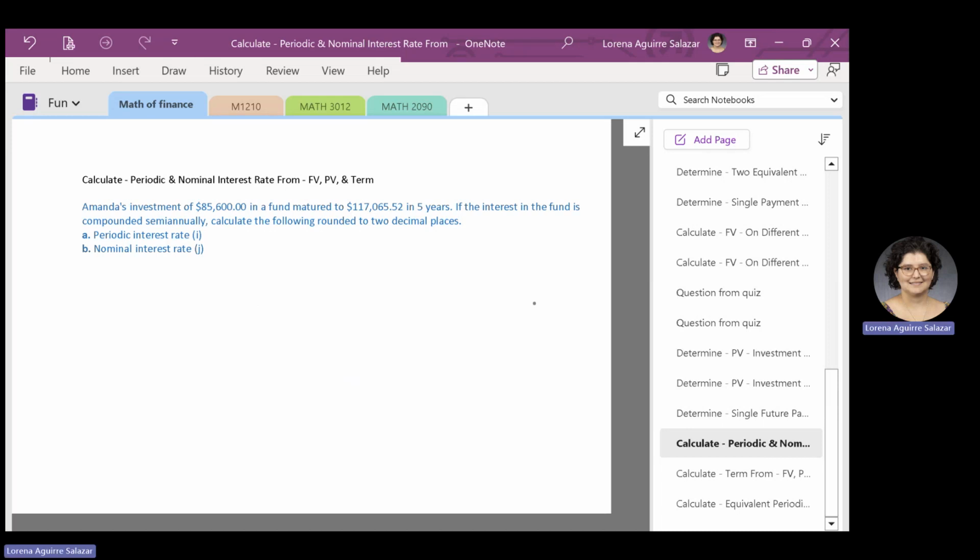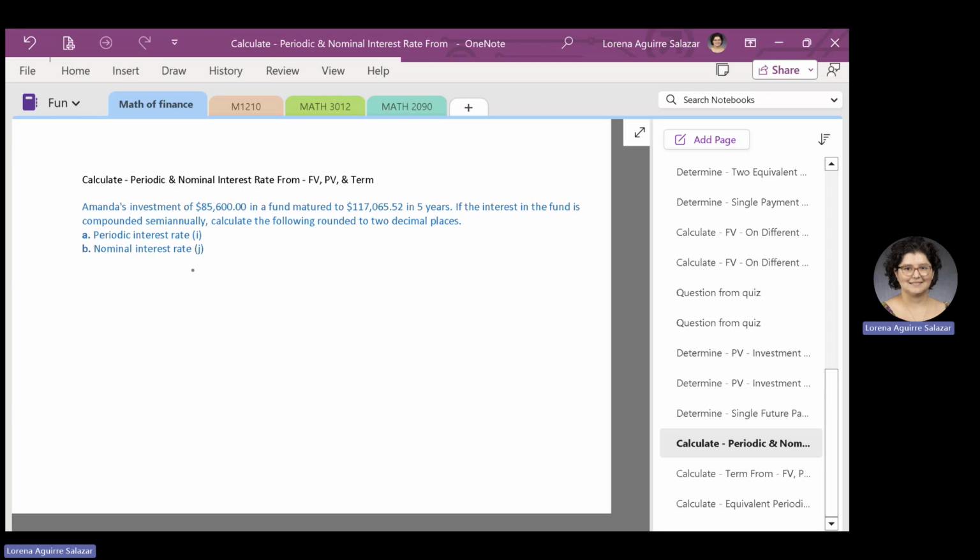We have that Amanda's investment of $85,600 in a fund matured to $117,065.52 in 5 years. If the interest in the fund is compounded semi-annually, calculate the following rounded to 2 decimal places: the periodic interest rate and the nominal interest rate.